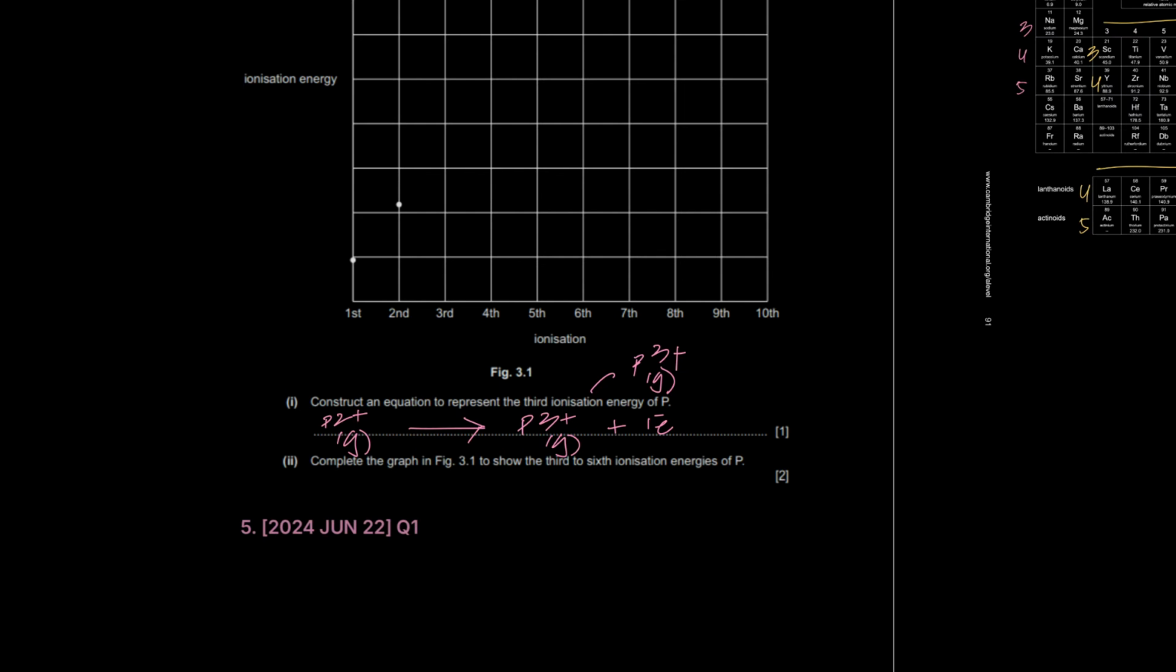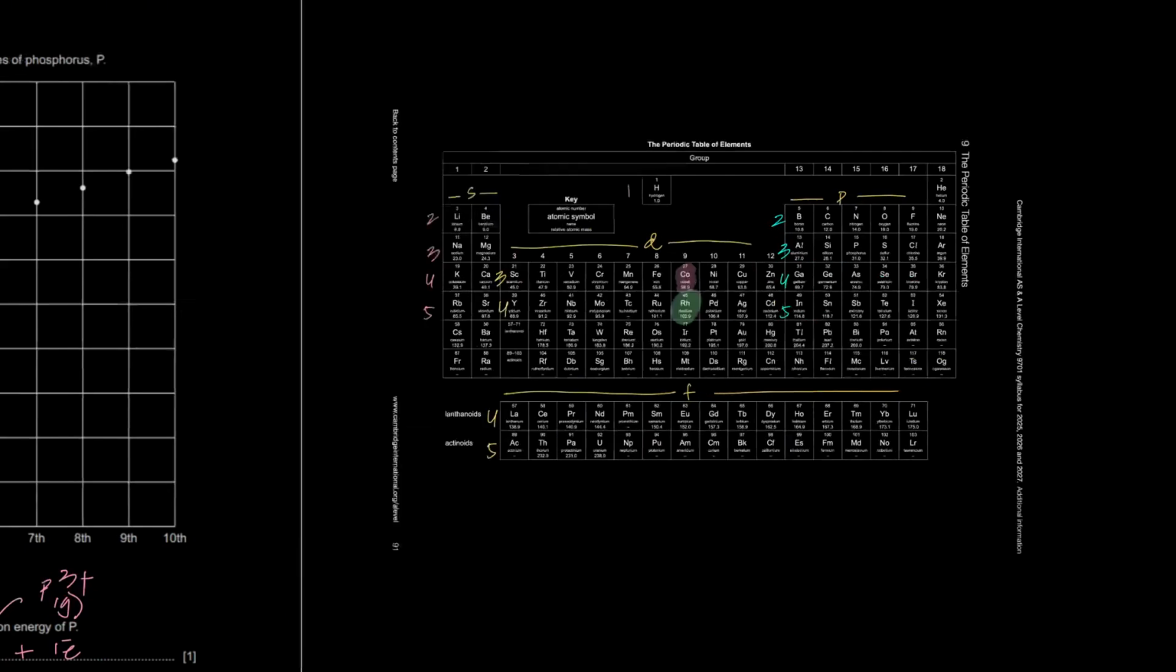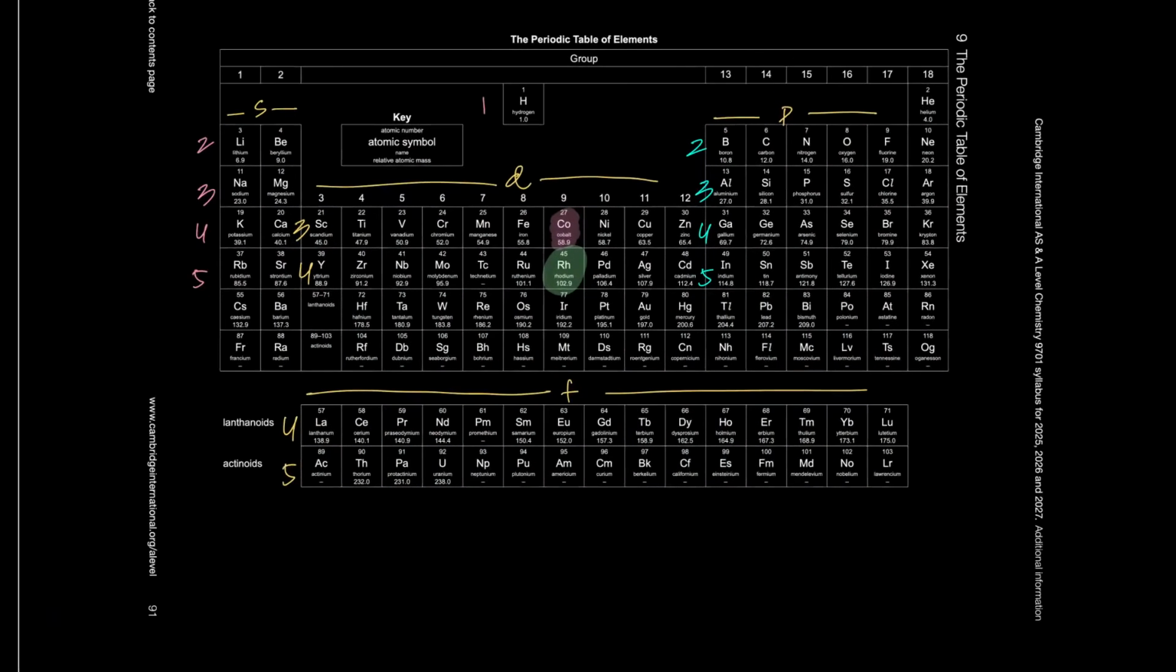But where do you see a big jump? You see a big jump where there's a change of shells, where you move from one shell to the other shell. So for that, you'll have to look at the electronic configuration of phosphorus, but I'm going to use the shortcut which I taught you in the previous class. If I show you phosphorus, it's right here. It's in group 15, or you could say group 5, which means it has 5 electrons in its outermost shell.